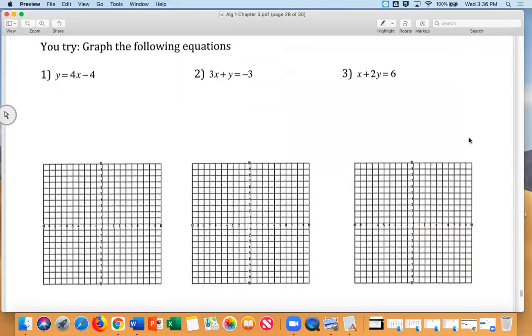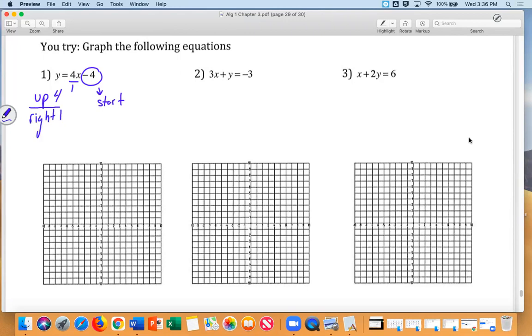So now we're going to try and graph these. And there's a couple different ways we're going to do them. So the main goal of these is to graph. All right. So I just want to get the graph down. So we're going to go ahead and start at -4. And then my slope says up 4. Notice I put a 1 under it because it wasn't a fraction. And to the right 1.